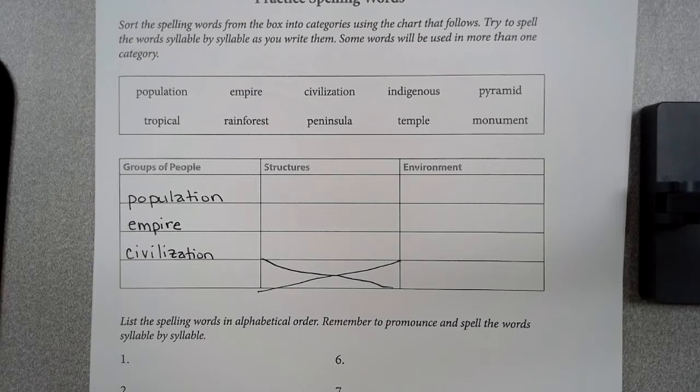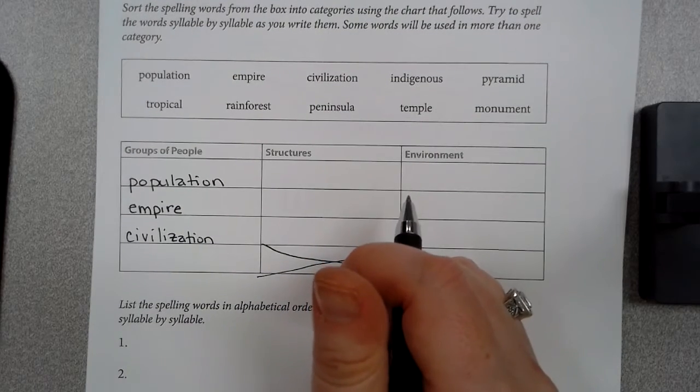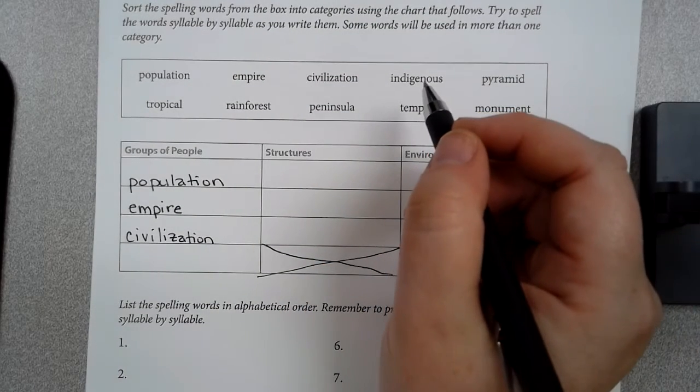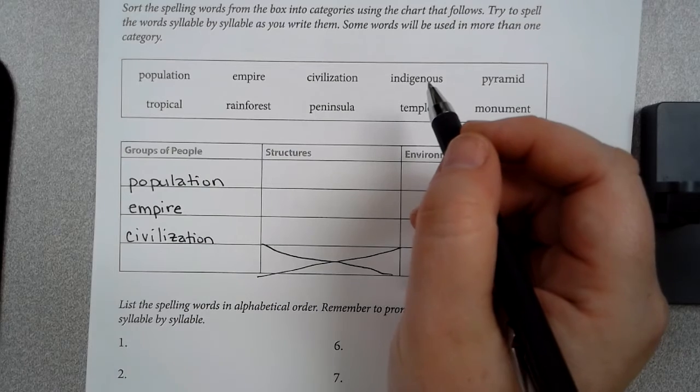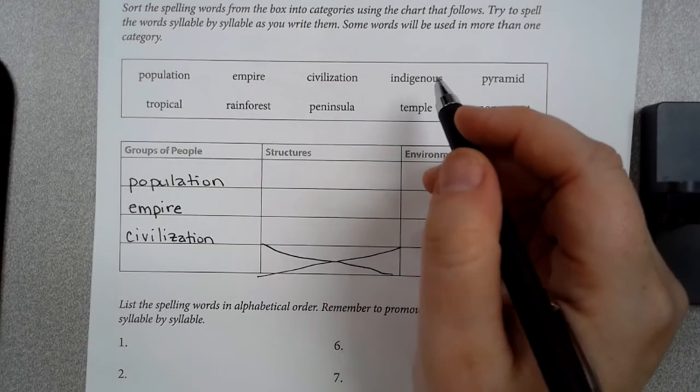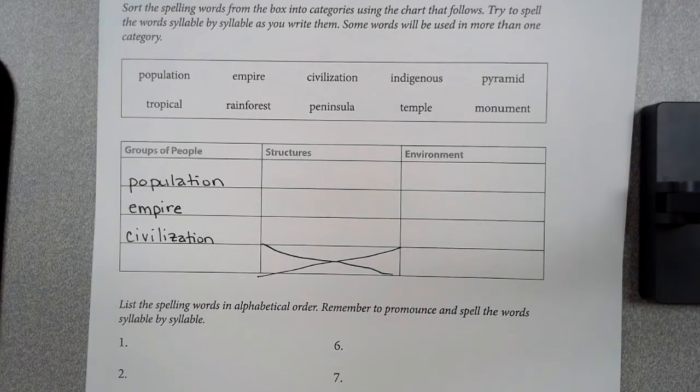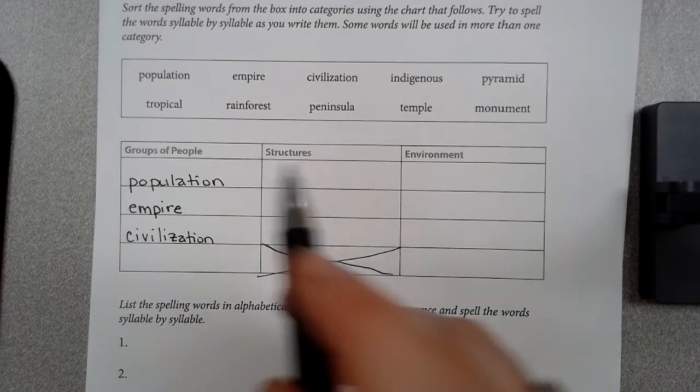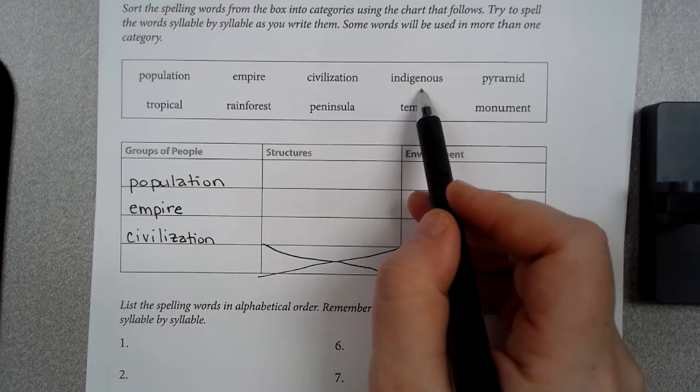They have a more well organized. Remember, there are some characteristics to a civilization that it has to have in order to be classified as a civilization. All right, next word we have is peninsula. I don't think peninsula has anything to do with people. Nope. Indigenous.